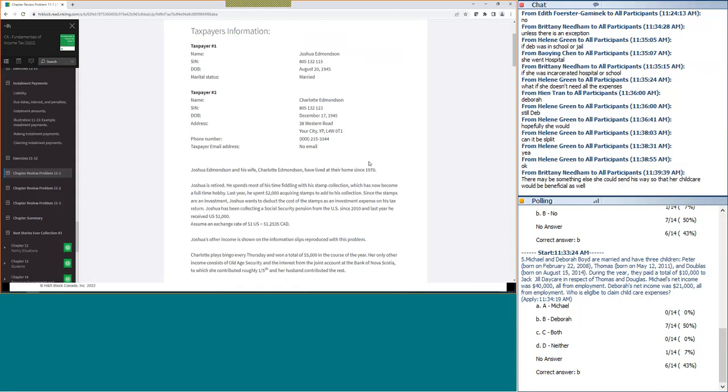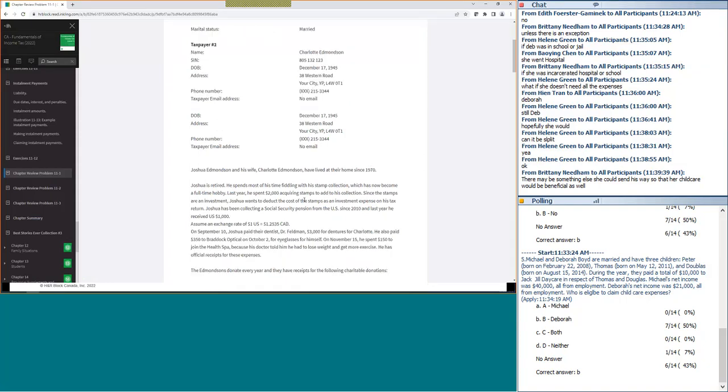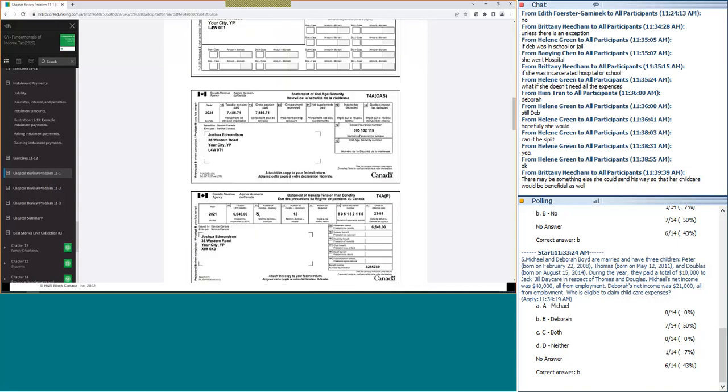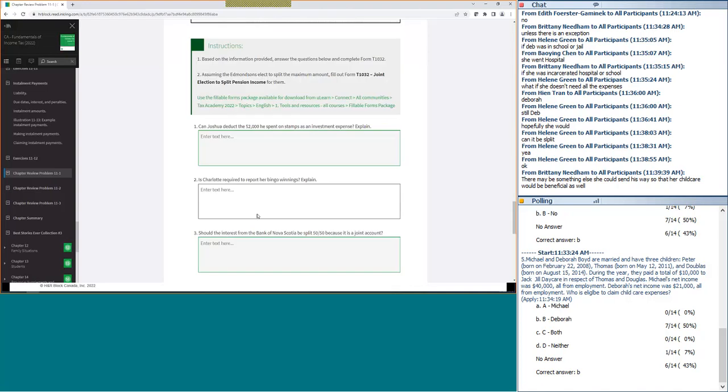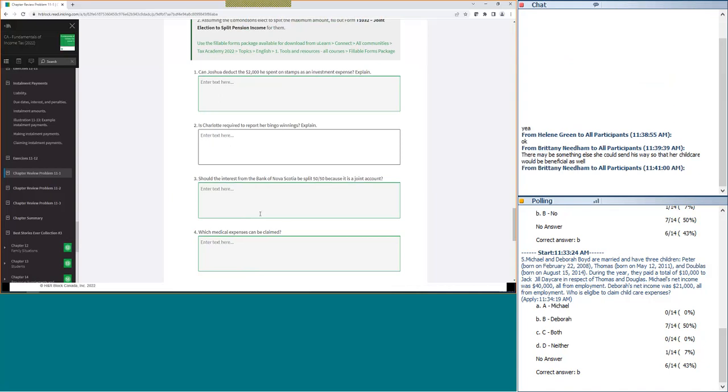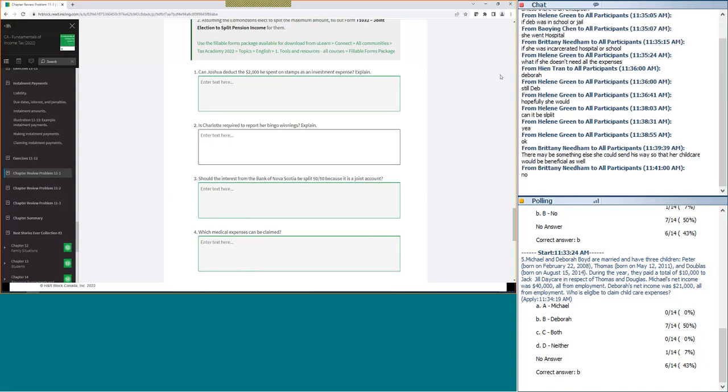All right, so I'm not going to read the case to you, but I am going to point out a few things as we go through. So assuming you've read the case, let's go down and answer the questions. Okay, so question number 1, Joshua invested in some stamps. Can he claim the amount of money he spent on the stamps as an investment expense? What do you think? So I'm going to say give me a check mark if you think yes, give me an X if you think no, or let me know in the chat window.